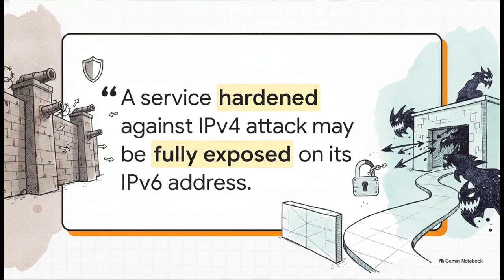Look, we have to face a pretty dangerous reality right off the bat. A service that is completely locked down and hardened against an IPv4 attack might be wide open and fully exposed on its IPv6 address. Assuming that your heavily fortified IPv4 defenses are just automatically going to cover your IPv6 traffic, that is a massive architectural failure. Honestly, it's the #1 trap security teams fall into. They spend months, literally months, perfecting their IPv4 posture, completely oblivious to the fact that an entirely separate, invisible backdoor is just resting wide open right next to it.